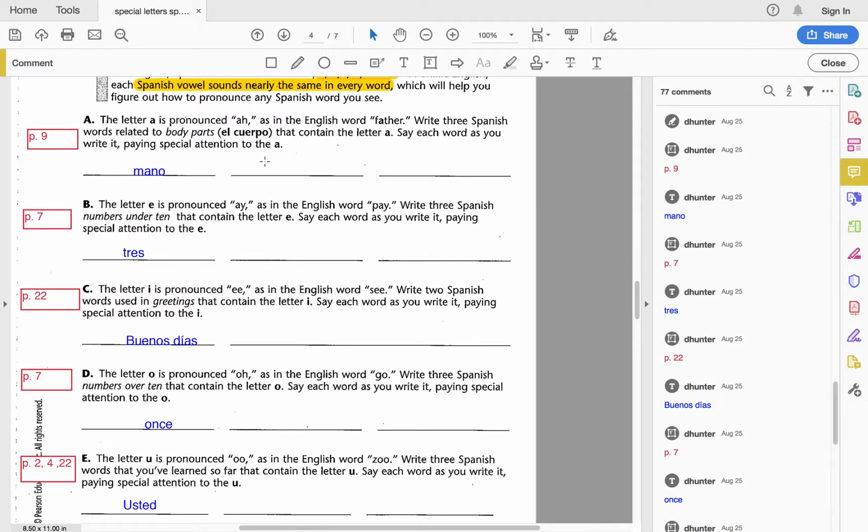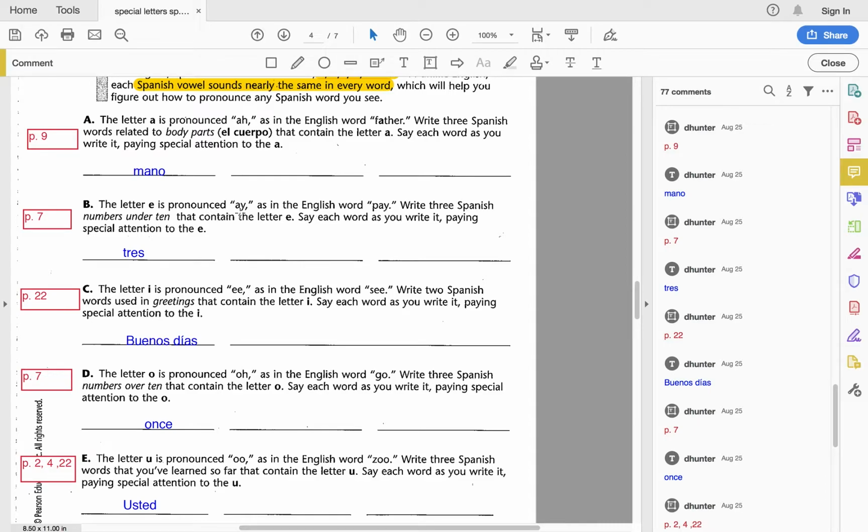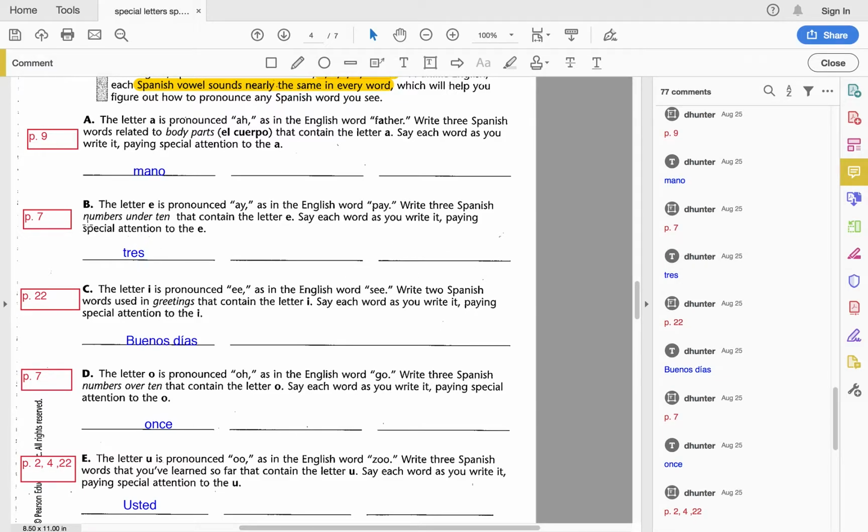Let's go on to E, part B. The letter E is pronounced E, as in the word pay. Write 3 examples. Now, for these examples, you're going to be on page 7 because you want to get 3 examples connected to the numbers under 10. So from 0 to 10, try to find examples of words that have this E sound in them, like the word tres. Tres has an E in it, therefore we have that E as in pay. This is an awfully tricky one because we're often tripped up by the idea of E and I being different sounds than we normally use them for.